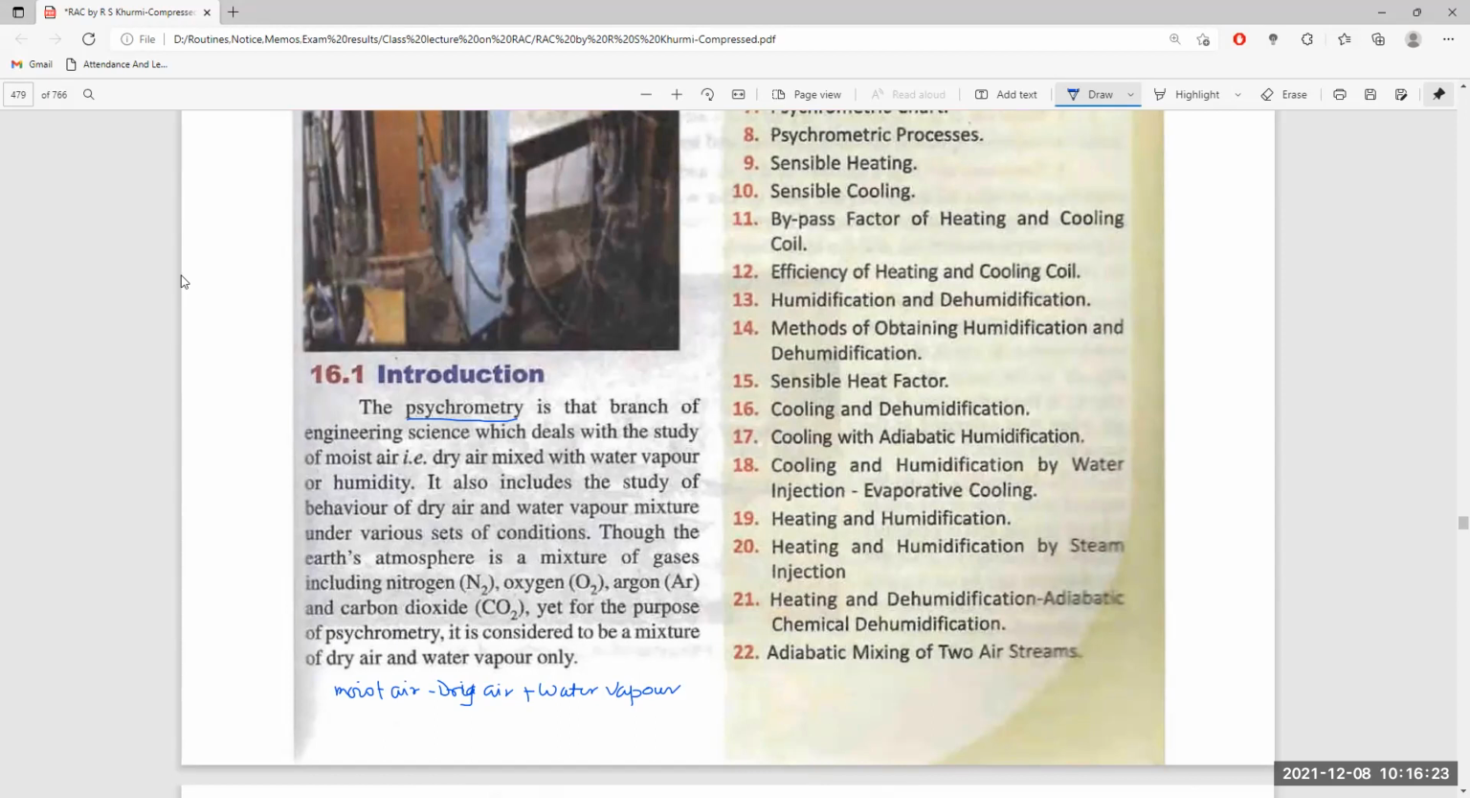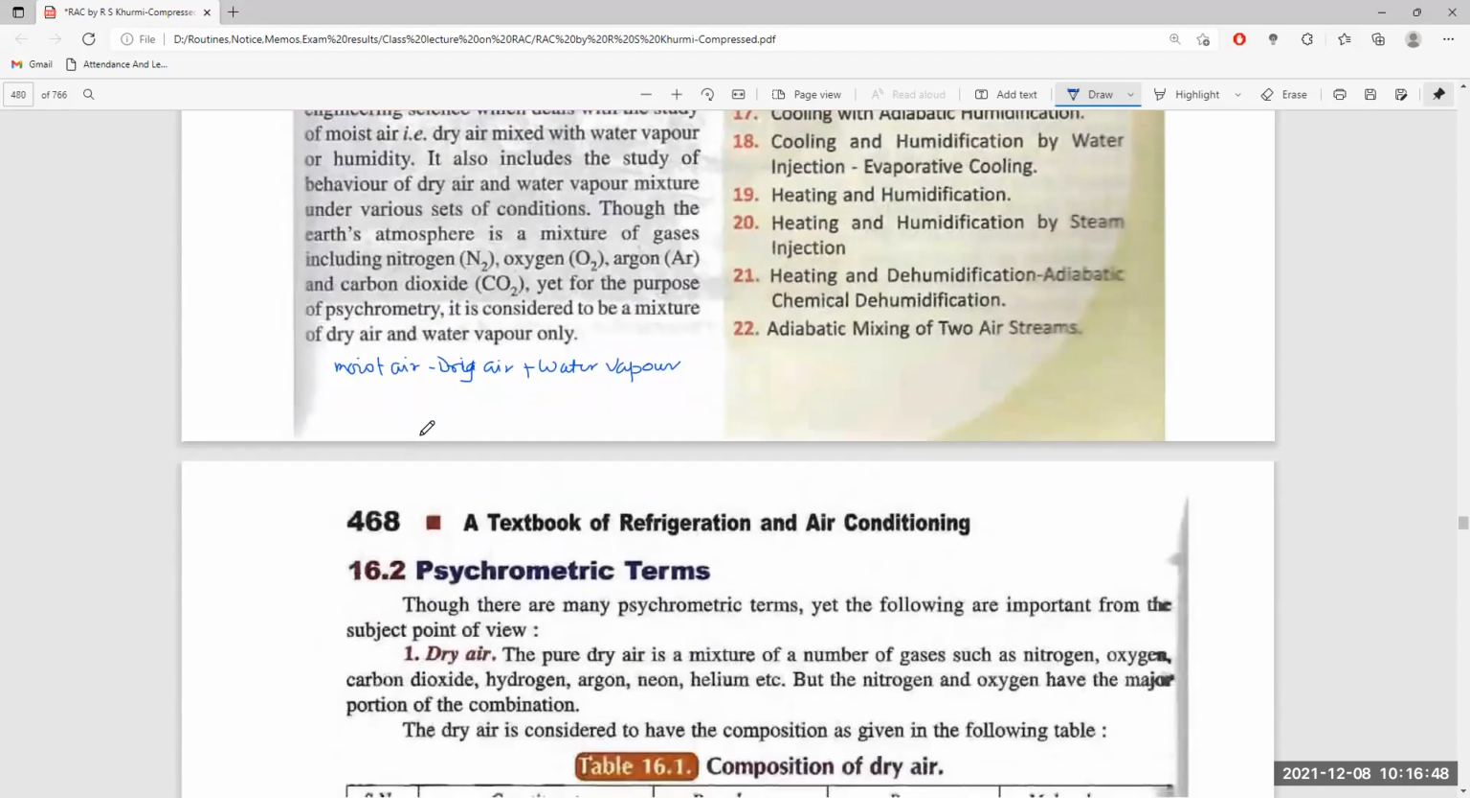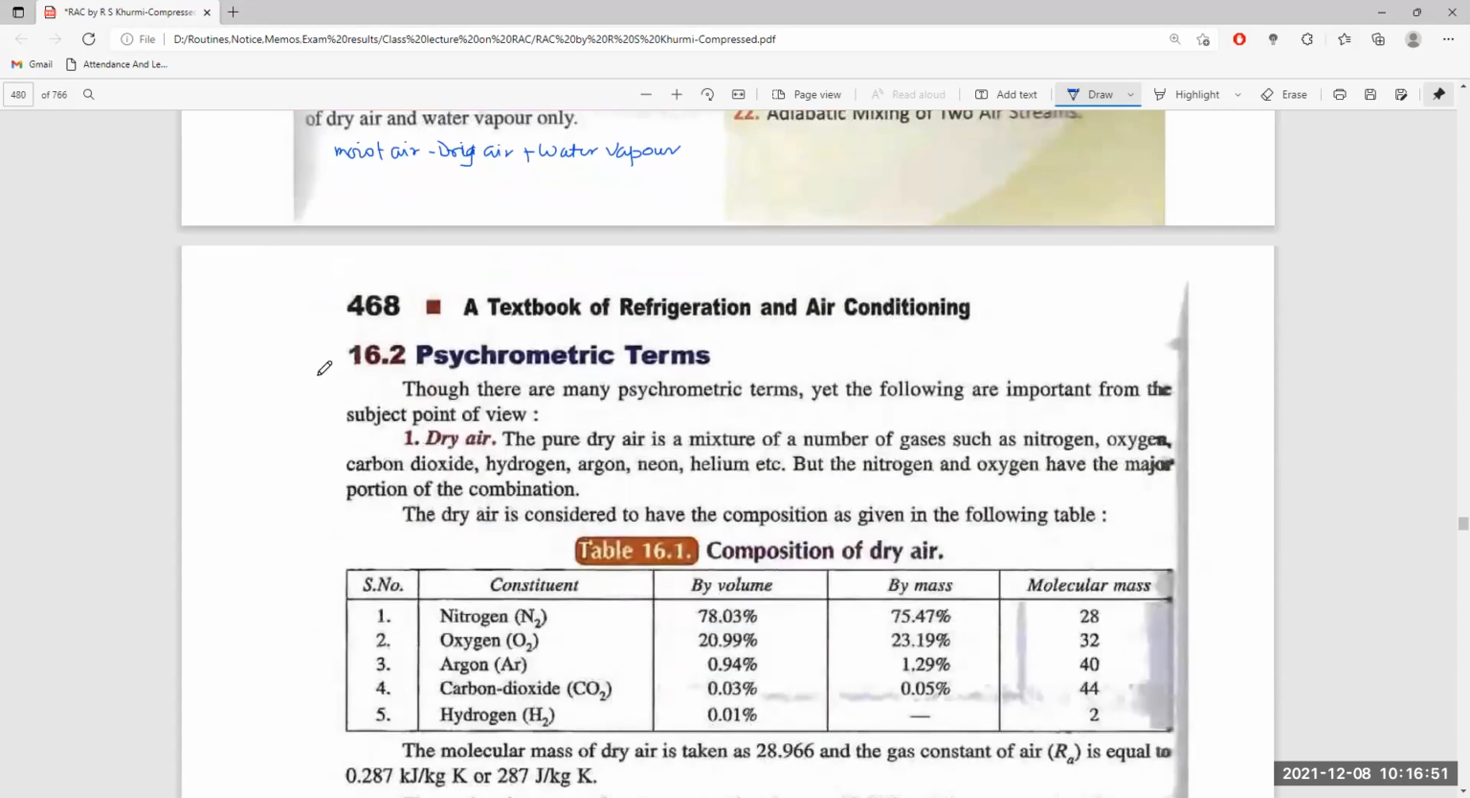The Earth's atmosphere is a mixture of gases like nitrogen, oxygen, argon, and carbon dioxide. Yet for the purpose of psychrometry, it is considered to be a mixture of dry air and water vapor only. We don't go into the details of nitrogen, hydrogen, argon, and carbon dioxide. We just avoid them and use only dry air for our purposes. There are certain psychrometric terms. There are so many psychrometric terms, yet the following are important.